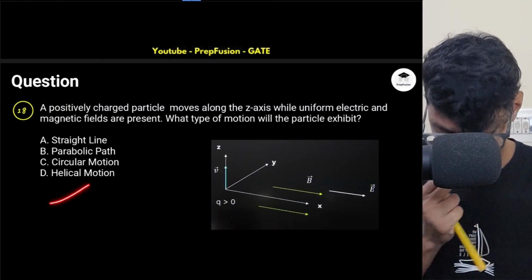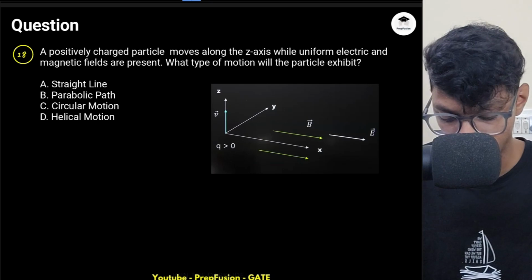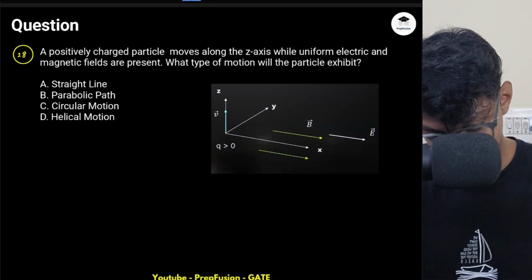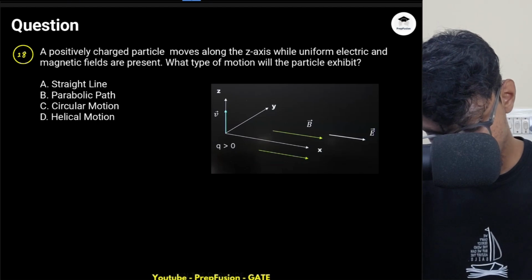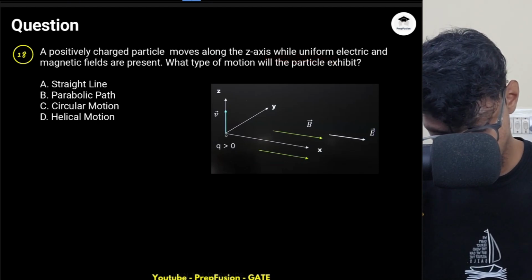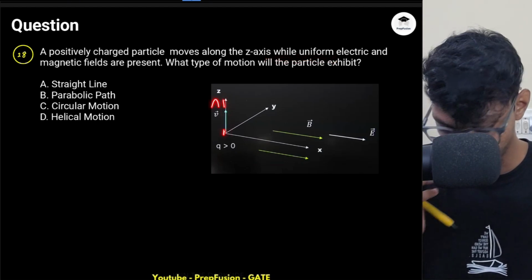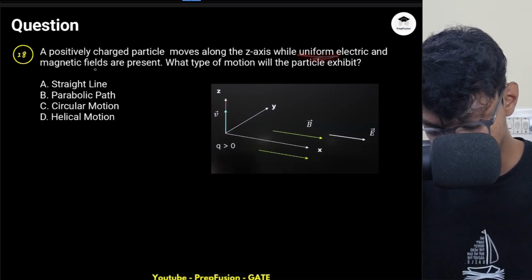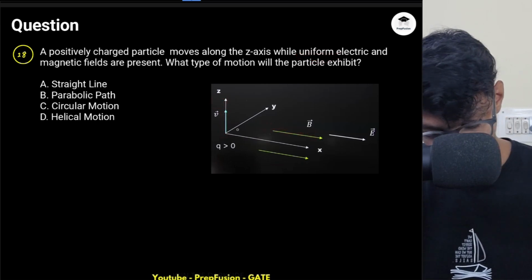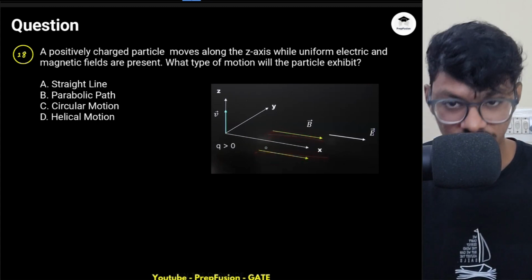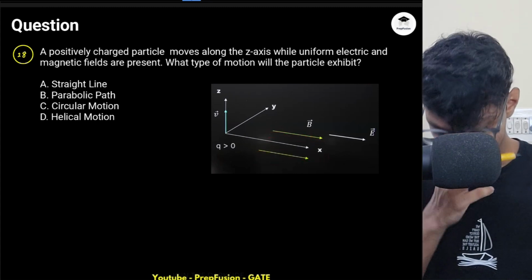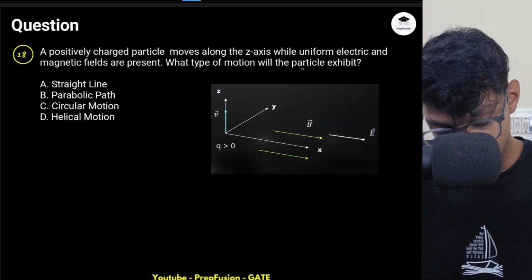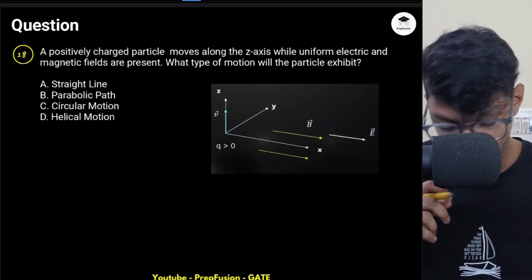So there is one question. This question I want to tell you how to solve. We have a positively charged particle which moves along the z axis. This has initial velocity v, moves along the z axis, and uniform electric and magnetic fields are present as shown. They are both in the positive x direction. So they are asking what type of motion the particle will exhibit. So can you tell me?